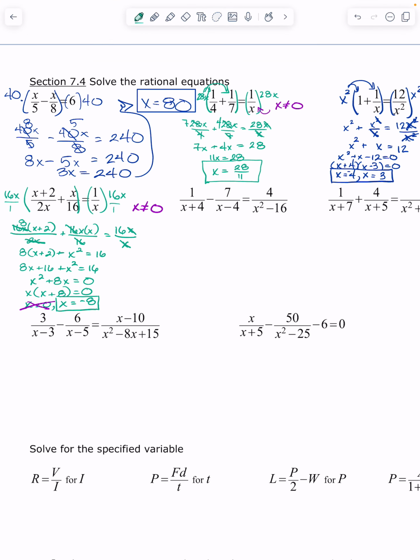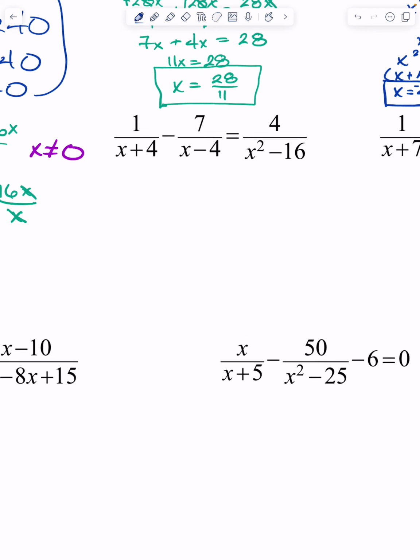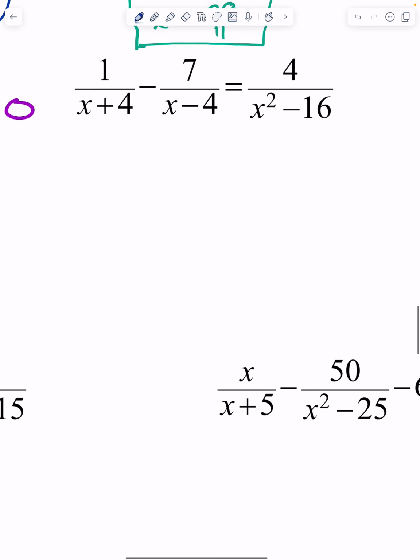Okay. Let's take a look at this one in the middle. I've got 1 over x plus 4 minus 7 over x minus 4 equals 4 over x squared minus 16, which I know factors into x minus 4 times x plus 4. Is it possible that all 3 denominators have different binomials and you get something big and ugly when you multiply it out? Yes, it is. Not for the purpose of this exercise, though.